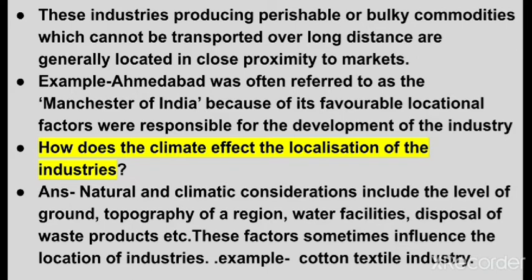Next question, how does the climate affect the localization of the industries? Answer you will write, natural and climatic consideration include the level of ground, topography of a region, water facilities, disposal of waste products, etc. These factors sometimes influence the location of industries. Example, cotton textile industry.